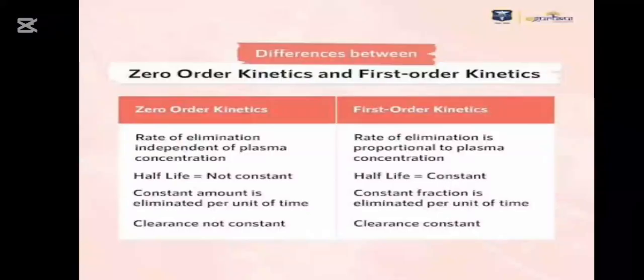So basically there's nothing you can do, meaning the elimination constant remains the same, as compared to first order kinetics, where the elimination of a drug depends on what is available. So it depends on the concentration, okay, and the half-life of that particular drug. That's what we said about zero order kinetics and first order kinetics.